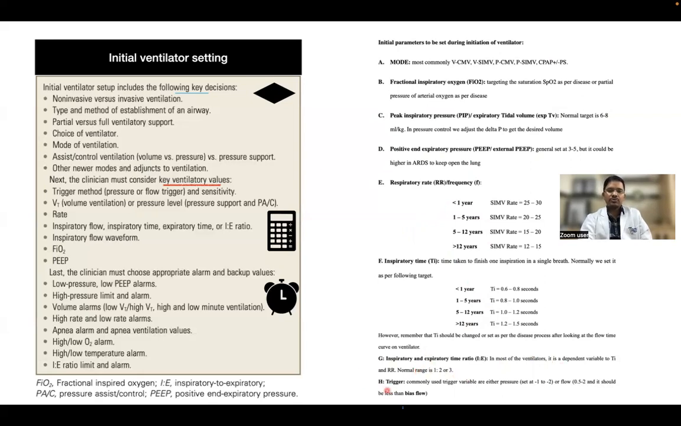At the same time, we have to set the trigger. Normally, the common trigger in spontaneous mode ventilation is flow trigger, and pressure trigger is used for other purposes, whenever the flow is leaking, or gas is leaking from the circuit.